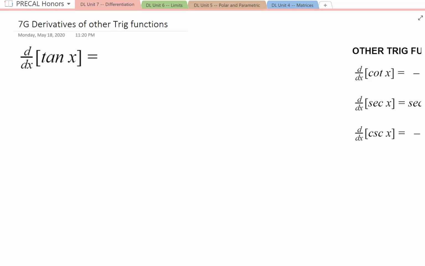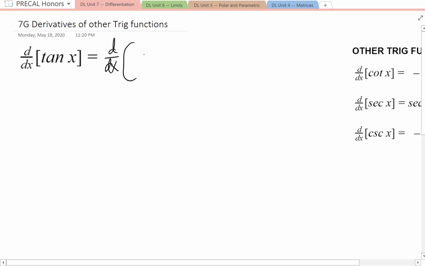So we've talked about the derivative of sine and cosine, but what about other trig functions? Well, we can use identities to help us out with that. For example, the derivative of tangent x. Well, what about tangent x? It's just sine x over cosine x.